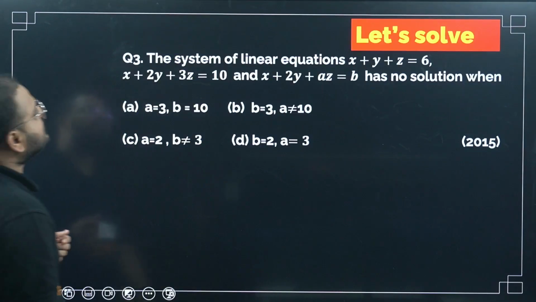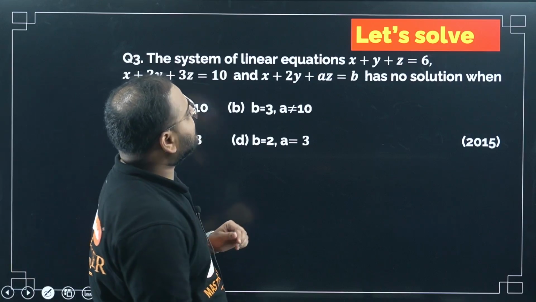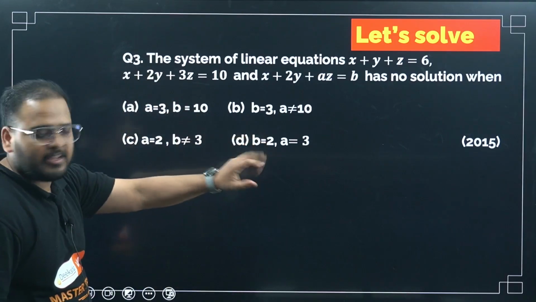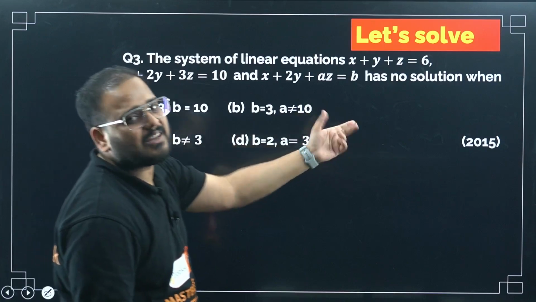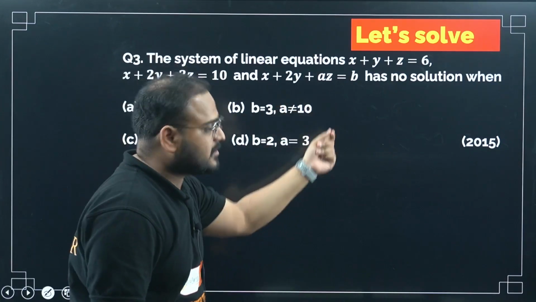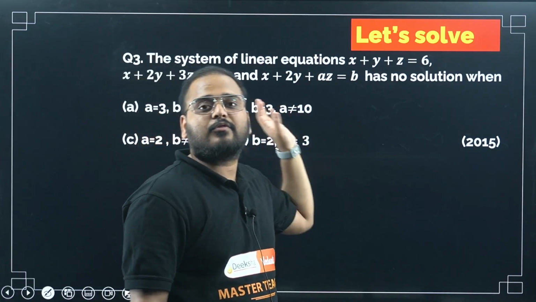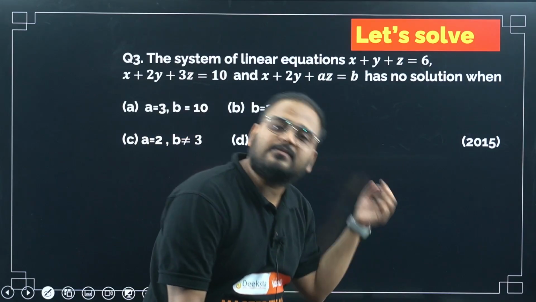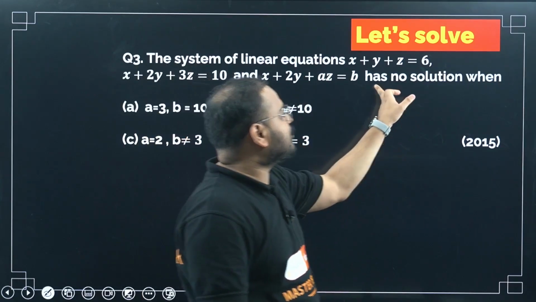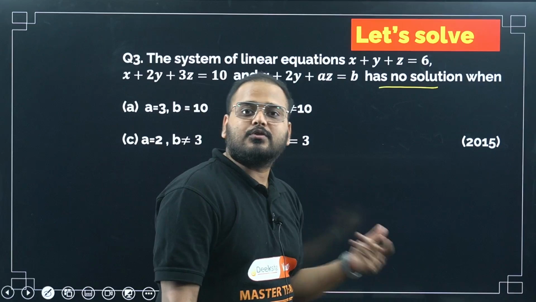Moving on to the next problem. The system of linear equations x plus y plus z. They have given a set of 3 linear equations. No solution means the determinant will be 0, correct? Because how we used to find this? Remember, we have to take A inverse, right? Inverse will only exist if it is non-singular. They're saying that no solution means the determinant has to be equal to 0. It has to be a singular matrix.